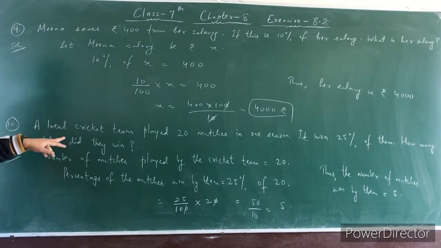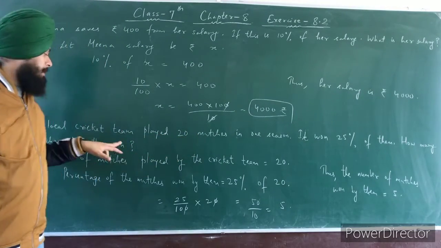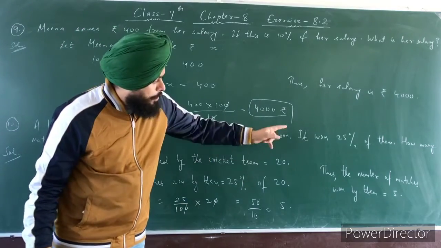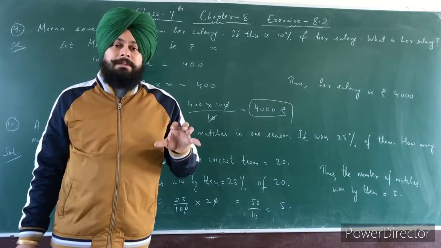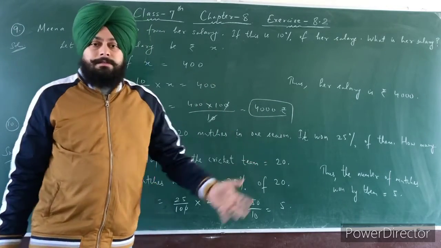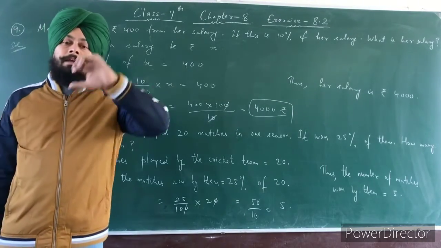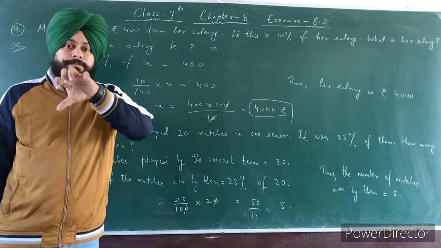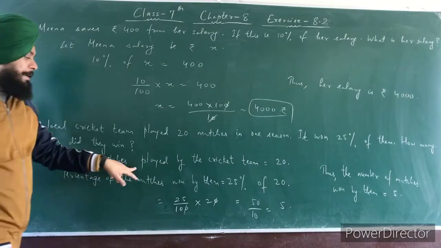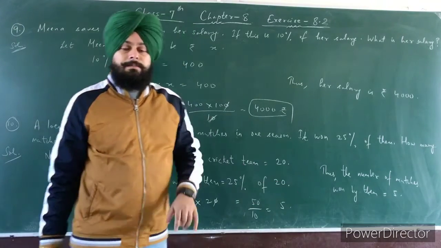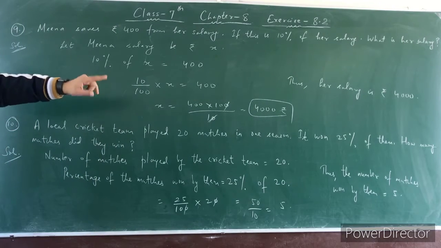The 10th question is, a local cricket team played 20 matches in one season. It means total matches played by the cricket team is 20. It won 25% of them, that team won 25% of the total matches. How many matches did they win? It means you have to find the number of matches won by that local cricket team. So the number of matches played by the cricket team is how much? 20.